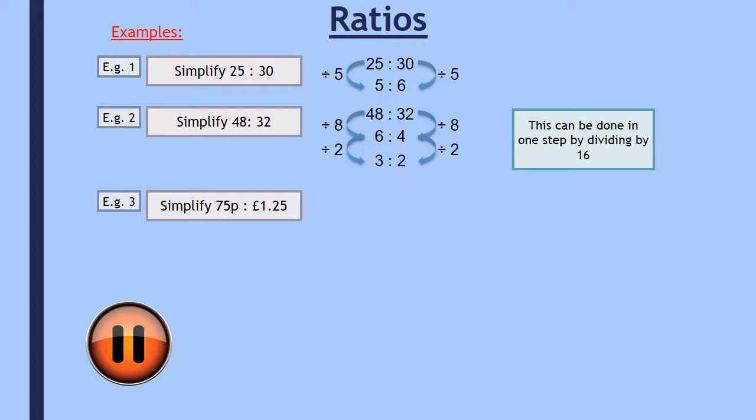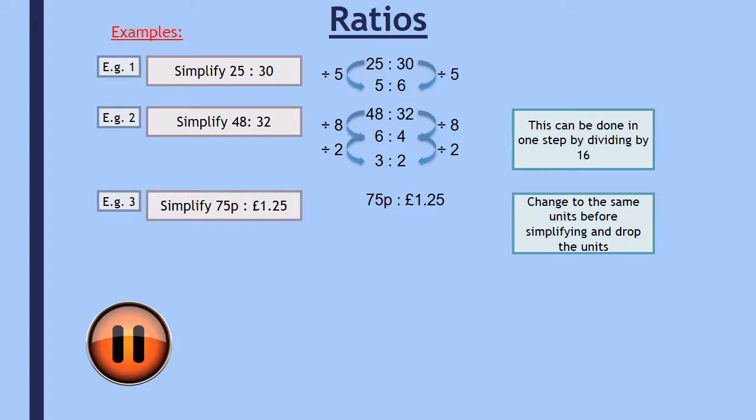Now let's look at the last one, shown on screen. 75 pence to £1.25. What do we need to do first? We need to make sure that the units of measure are the same on both sides. I can't compare 75 pence to £1.25. I need to change my £1.25 into pence because, as well, when we're doing ratio, we don't really want to use decimal numbers. So instead of 75 pence to £1.25, it's going to be 75 pence to 125 pence. Now we can compare those. Now we can simplify those.